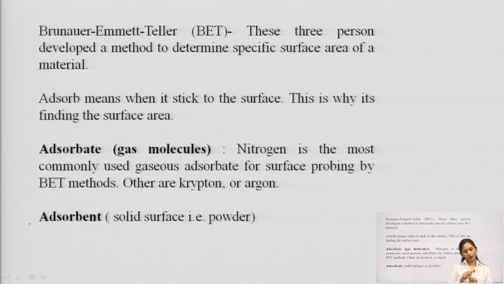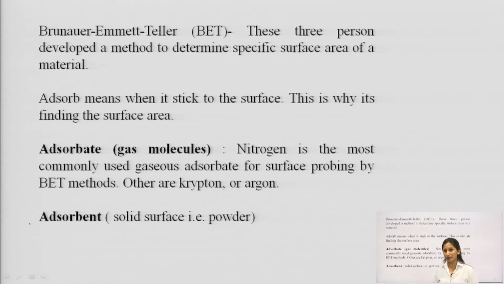In this method we are using two terms, adsorbent and adsorbate. Adsorbent means the solid particles whose surface area you want to find. Adsorbate is the gas or fluid which you are going to adsorb around that solid particle. So, adsorbate is a gas, adsorbent is the solid particle.